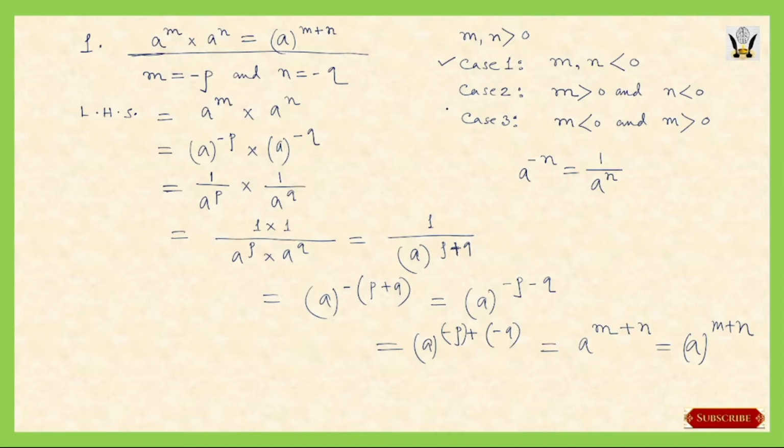Now this can be proved for when one of the exponents is negative and the other one is positive. Let's proceed with case 2, when m is positive and n is negative. So the law is a to the power m multiplied by a to the power n. For positive exponents it was a to the power m plus n. Now this time m is positive and n is negative, so in place of n let's assume n is equal to minus q. So on the left hand side, if we rewrite, it will be a to the power m, because m is positive, so we are not changing anything for m.